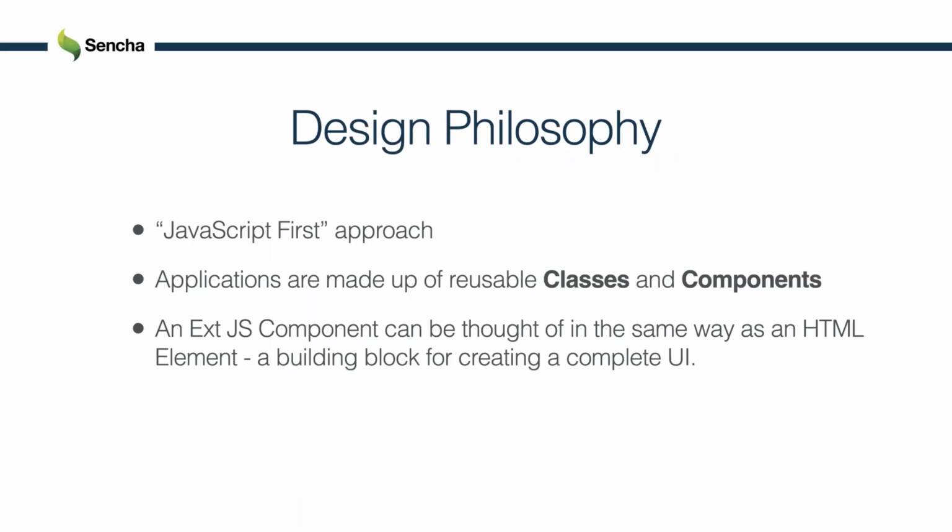We're going to move a little bit more into how to use the framework and its characteristics. The design philosophy of XJS is a JavaScript-first approach. Instead of writing templates with HTML, we do everything with JavaScript configuration objects, making use of the components that exist in the framework. The applications are made up of reusable classes, which are for business logic and functionality, and components, which are the UI part of the framework.